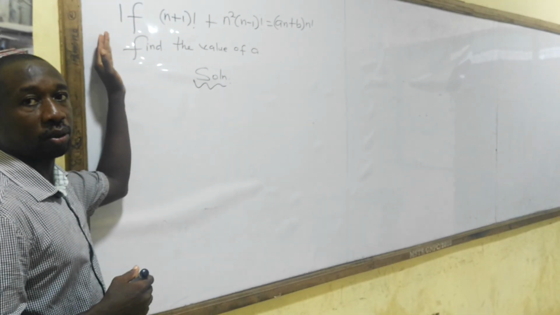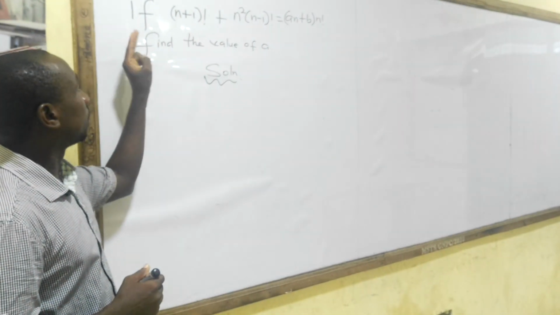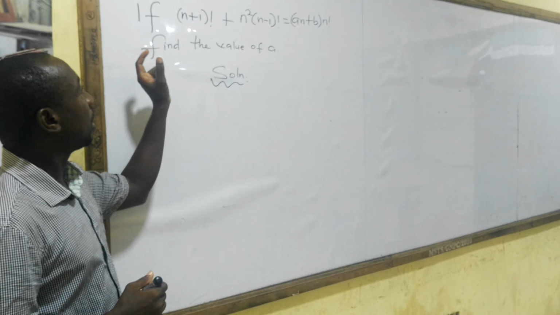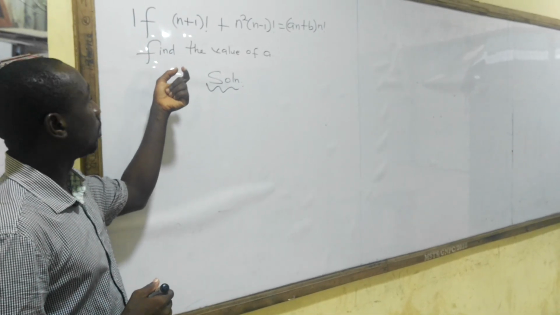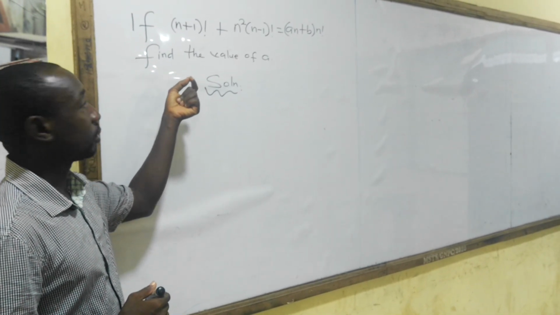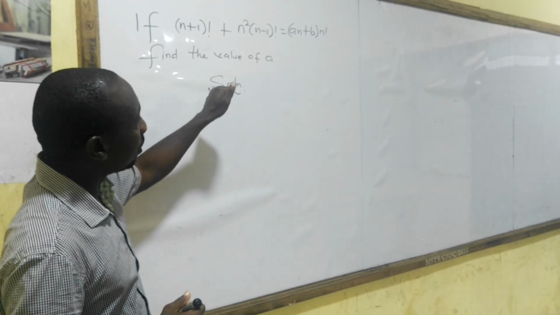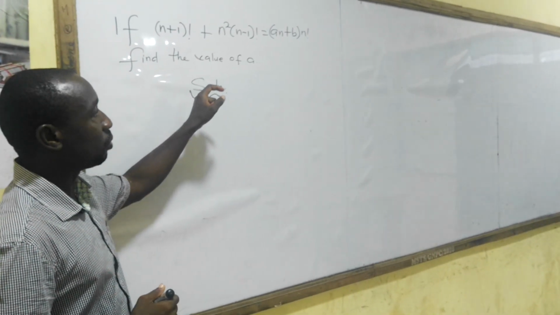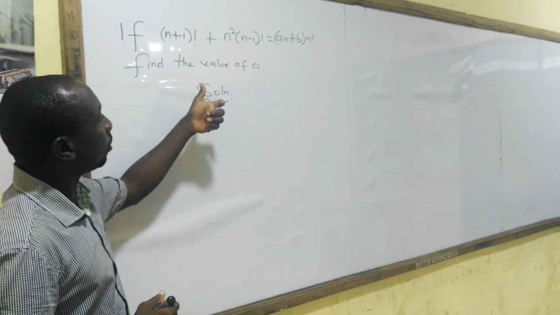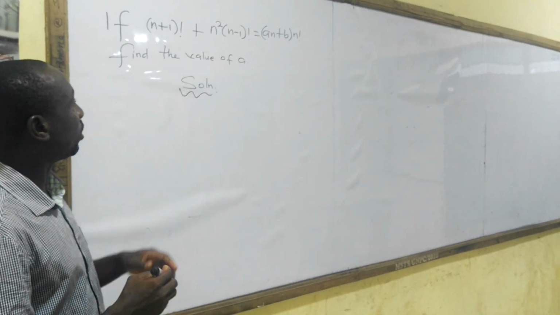Today our question is on factorial. That is, if (n + 1)! + n²(n − 1)! is equal to (an + b) n!, find the value of a.